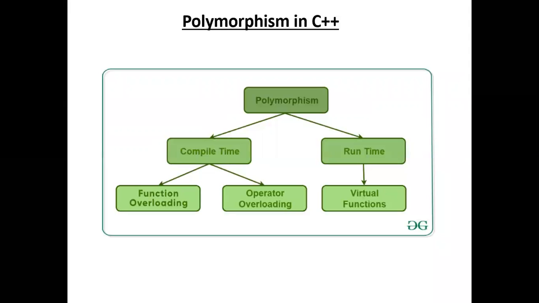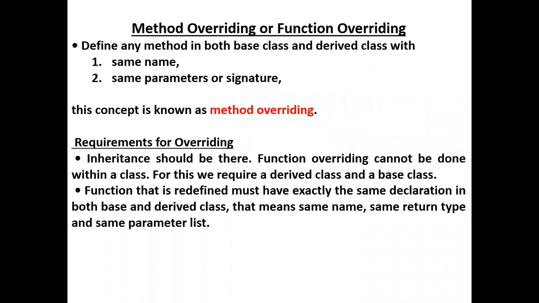There are two types of polymorphism, compile time and runtime. Previously, we have done compile time: function overloading and operator overloading. And today we will do runtime polymorphism with the help of overriding and virtual function. Now, what is overriding?